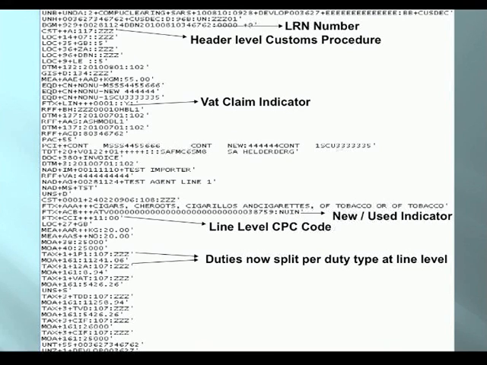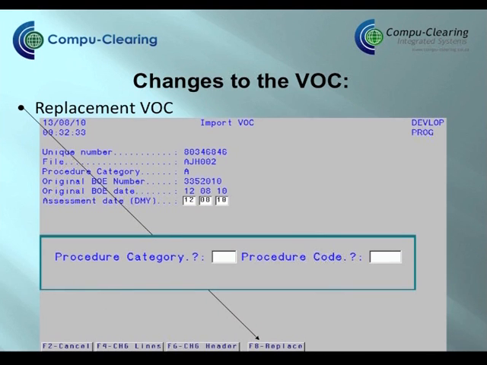Okay, right at the top you can see the LRN number. Then you've got the new header level customs procedure code. I've also shown you the VAT claim indicator, as well as the new used indicator, the line level CPC code, and then right at the bottom you can see the duties are now split per duty type at line level. So on this specific example, we've got the Schedule 1 Part 1 duties reflected, as well as the Schedule 1 Part 2A duties.